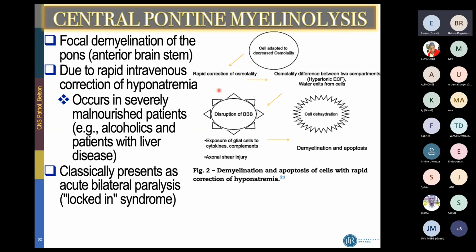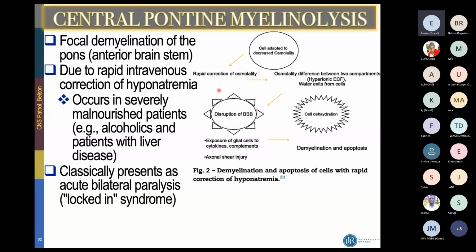So it happens mainly in severely malnourished patients, alcoholic patients, patients with liver disease. Clinically, the signs and symptoms, there will be acute bilateral paralysis. It is called locked-in syndrome.